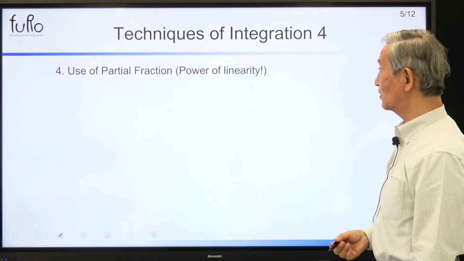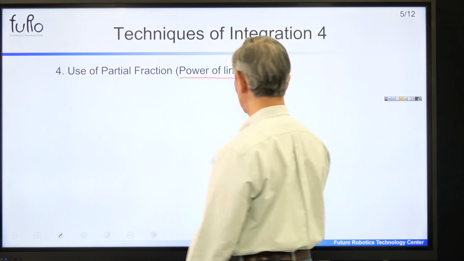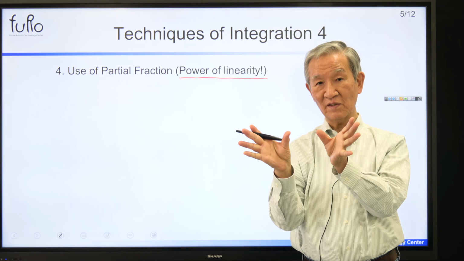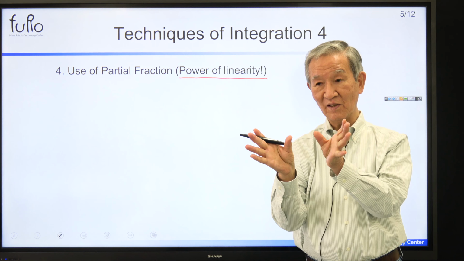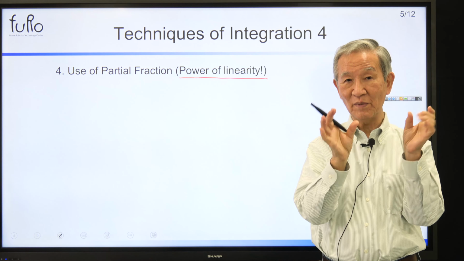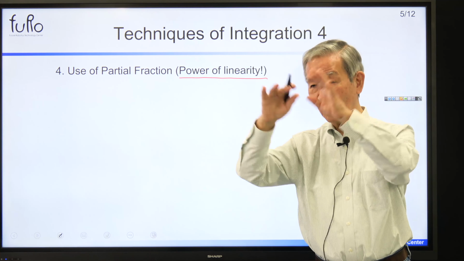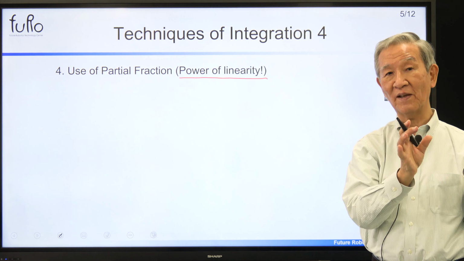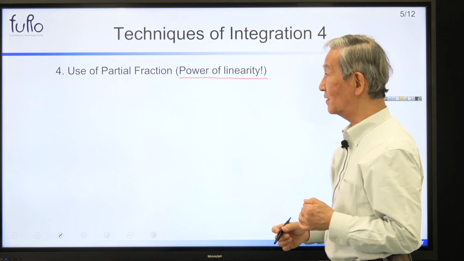Okay, the fourth one, use of partial fraction. This is nothing but the power of linearity. What is linearity? If you have a linear combination of functions and you differentiate or integrate that, you only need to integrate or differentiate each individual one and make the linear combination. So you don't need to differentiate or integrate the big thing, but only the small things. That's the power of linearity.